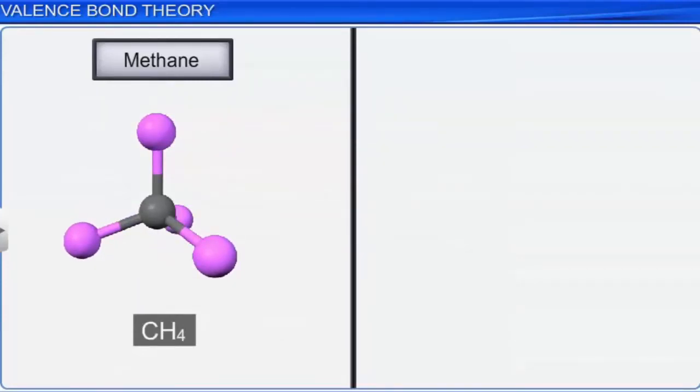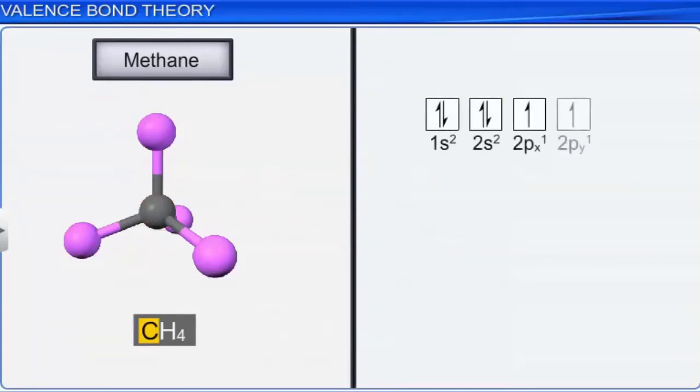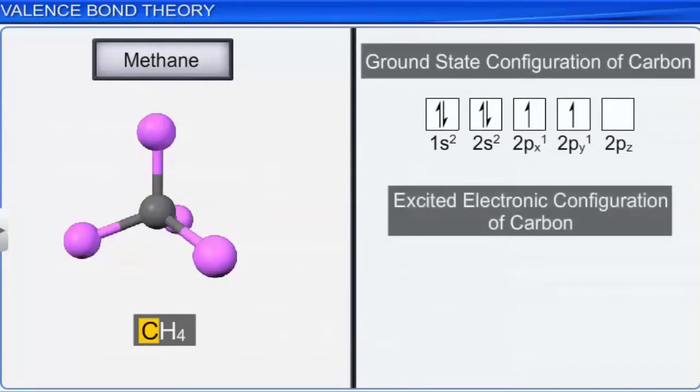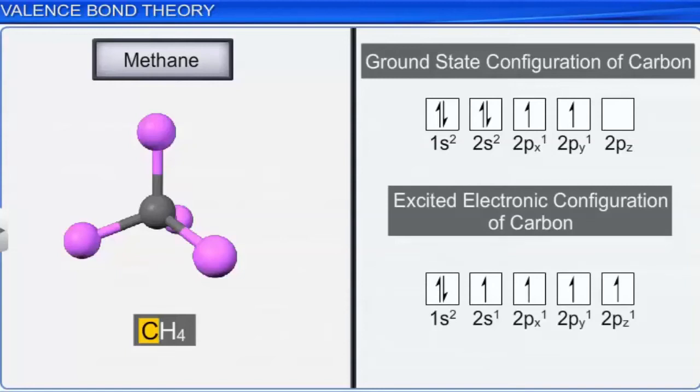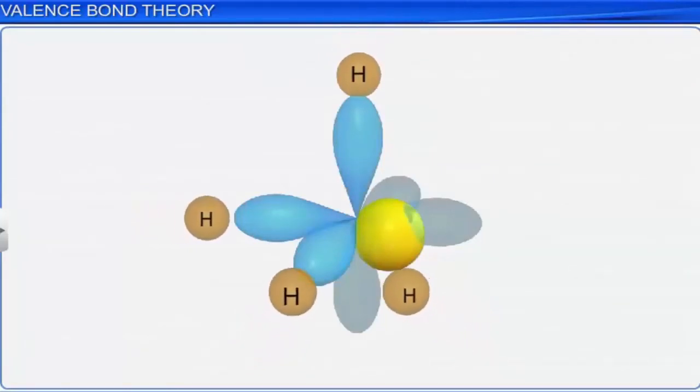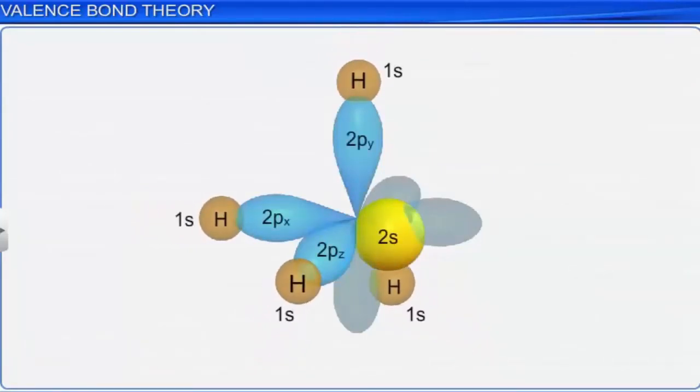In methane, the central atom carbon has the configuration of 1s2, 2s2, 2px1, 2py1. In its excited state, the configuration becomes 1s2, 2s1, 2px1, 2py1, 2pz1. The four atomic orbitals of carbon, each with an unpaired electron, overlap with four singly occupied 1s orbitals of the hydrogen atoms to form four CH bonds.